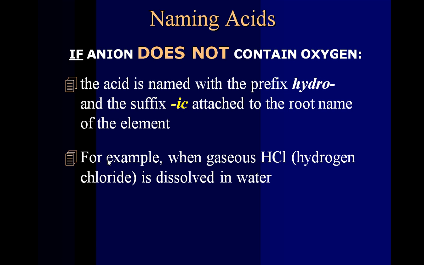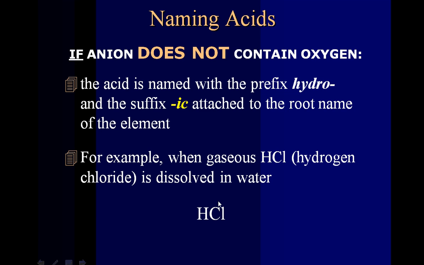For example, when gaseous HCl, or hydrogen chloride, is dissolved in water, since there's no oxygen, we're going to call that hydro, and we don't do anything with the hydrogen because all acids start with at least one hydrogen. Sometimes there'll be more than one hydrogen, but they have at least one hydrogen at the beginning of the compound. That's how we know it's an acid: hydrogen at the beginning. How do we know if it's a base? Hydrogen at the end. We'll talk about that later.